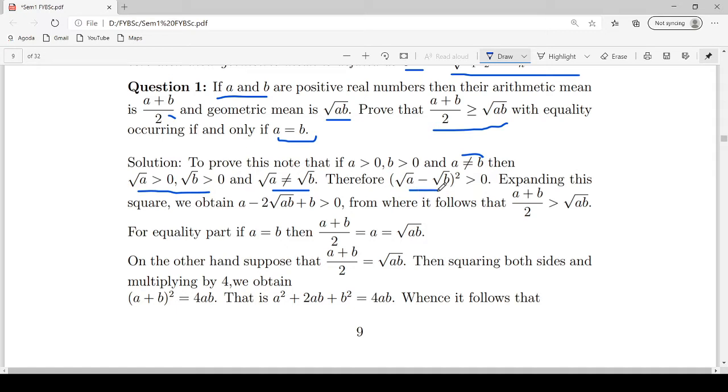Then expanding this bracket, that means expanding this square, you will get a minus 2 times root ab plus b is greater than 0. Now, from here, if you shift this minus 2 root ab to the right hand side, you will have a plus b is greater than 2 times root ab. And then if you divide this inequality by 2, you will have (a plus b) by 2 is greater than the square root of ab. And that is what you wanted to prove. That means you have proved if a and b are not equal, the arithmetic mean of a and b is strictly greater than the geometric mean of a and b.